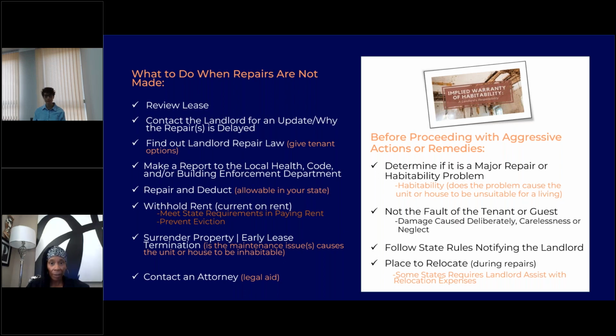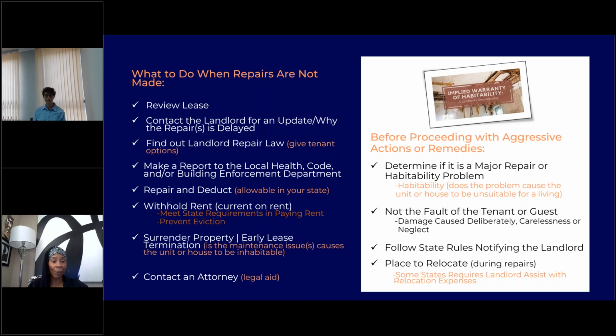Another thing I've seen done is withholding rent. Before you can do that, you have to make sure you're current on rent. The tenant or newcomer can't be 2-3 months behind on rent. Even if it's a legitimate repair and the landlord's not doing it, they cannot withhold rent because they're already delinquent. So that's not a solution for this. They do have to be current on rent if this is one of the solutions they want to use to get the repair done.